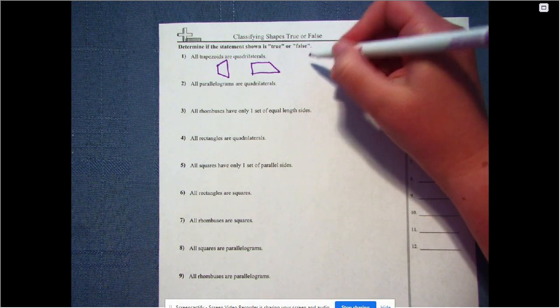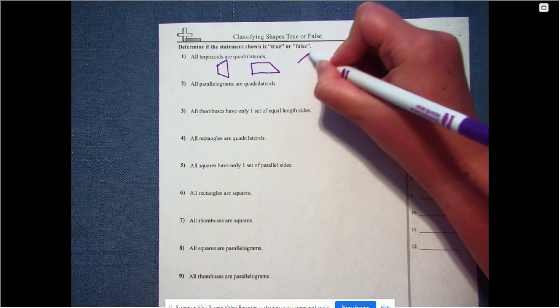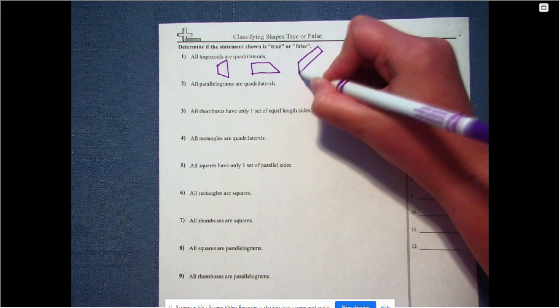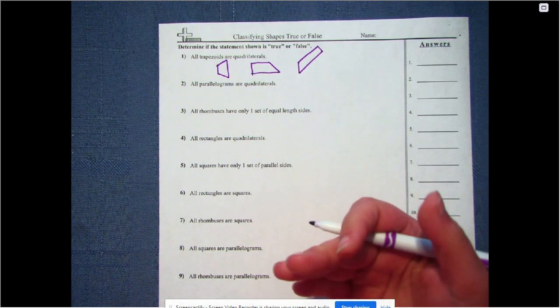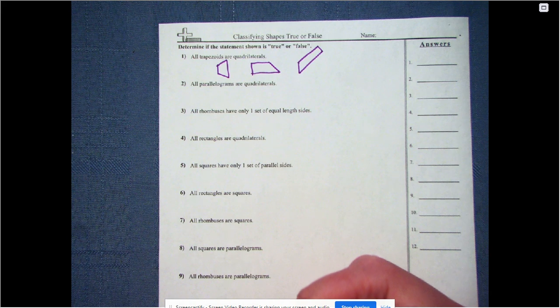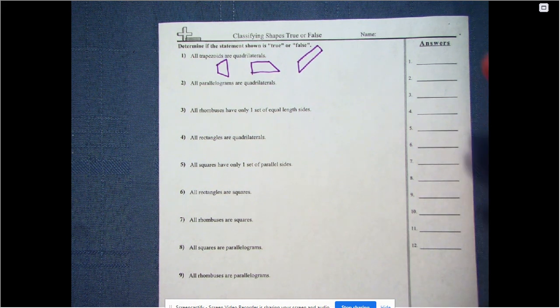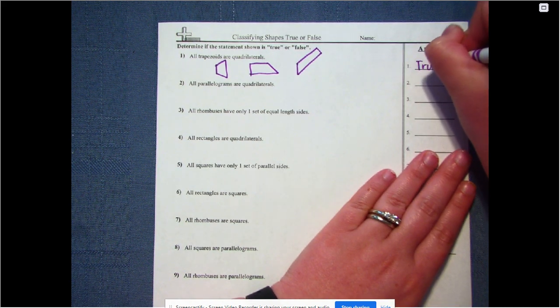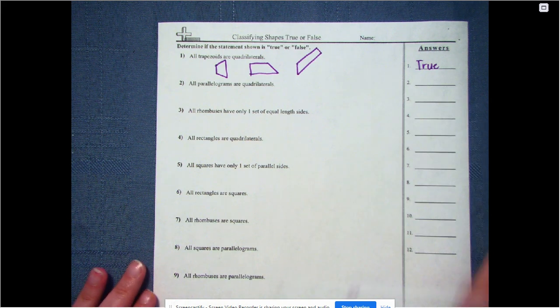All right, let's try one more. Let's see what happens if we put a long and then not quite as long. Okay, those are mostly parallel. That's still a quadrilateral. Is there any way that I can draw a trapezoid that is not a quadrilateral? No. So are all trapezoids quadrilaterals? Yes. So that is a true statement. So what I'd like you to do is you're going to draw examples to try and see if you can find a way that you could make that statement false. And then the next step is going to be to look at page 3.